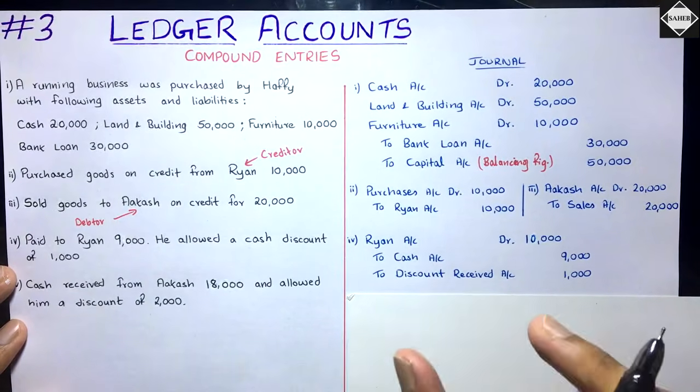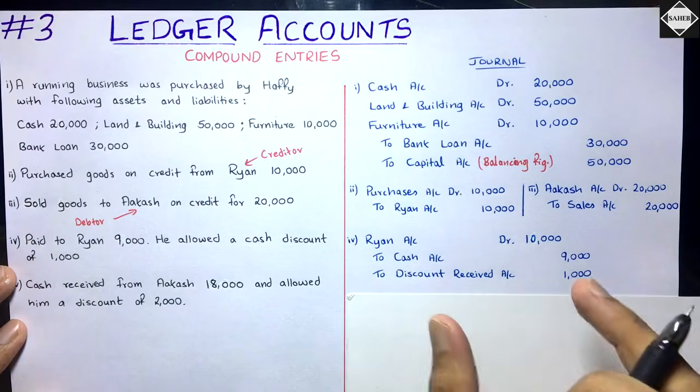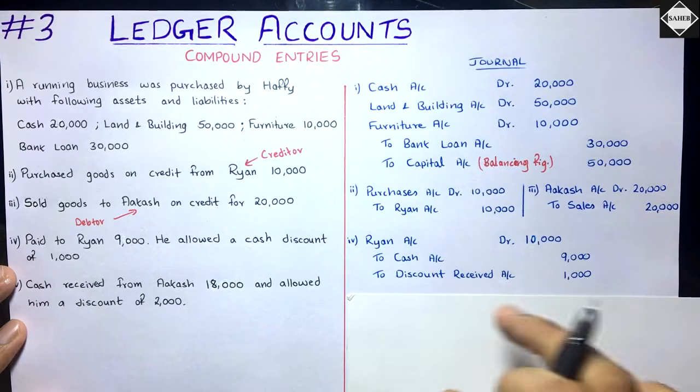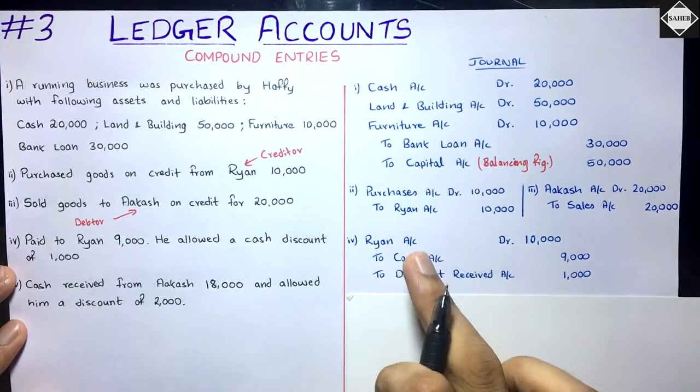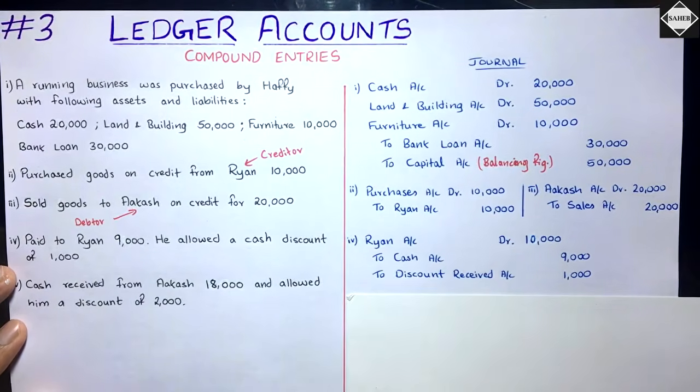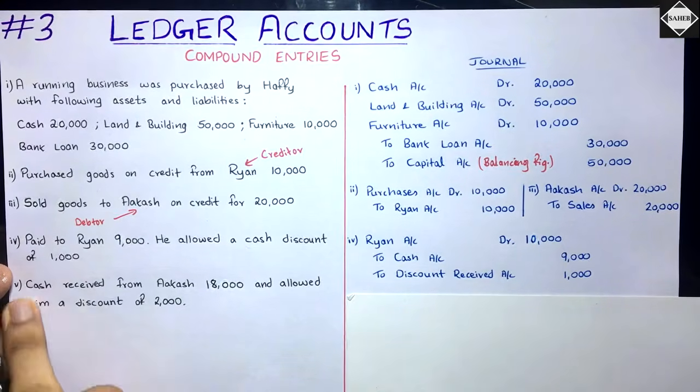So this is called the payment and discount received entry. This is a compound entry, and this is also a compound entry. Many accounts are affected, and here also 3 accounts are affected. Ryan, cash, discount. Is that clear? Right. So this is how you have to do it. Moving on, we have the 5th transaction over here.